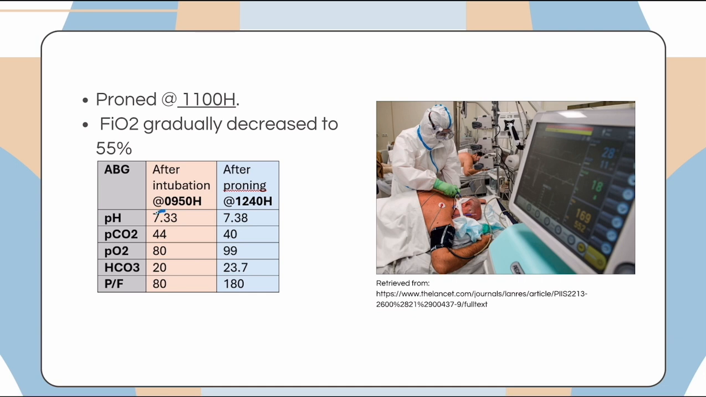So this was the ABG after intubation. What's significant here is the PO2 is 80 and PF ratio is 80. So that means her FiO2 should be set at 100%. So she had severe ARDS because the PF ratio is less than 100. And literature supports severe ARDS patients to be prone early on. So that's why she was prone at 11 o'clock, and when she was prone, they were able to come down on the FiO2 at 55%. So when she was still prone, the PF ratio improved significantly to 180.